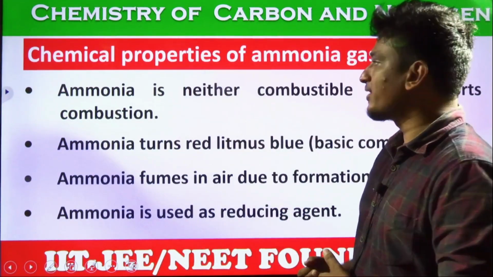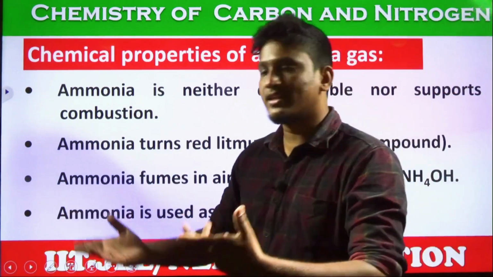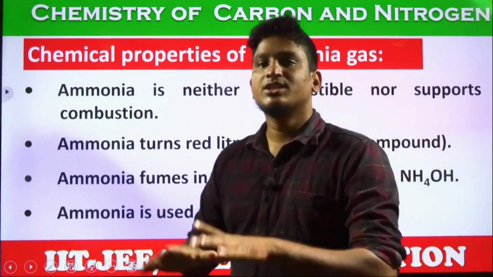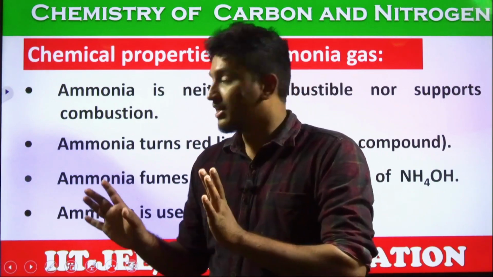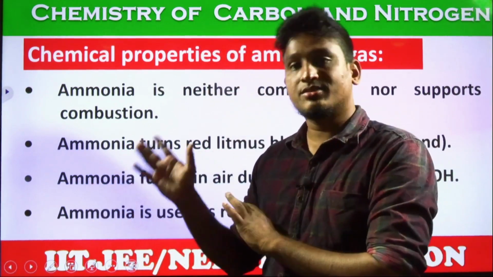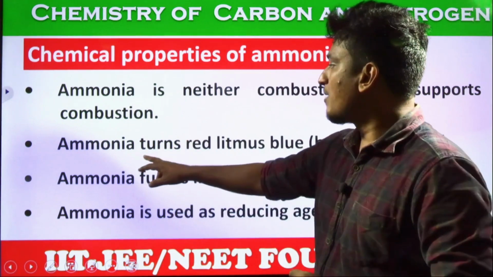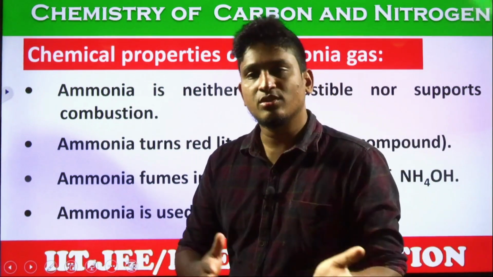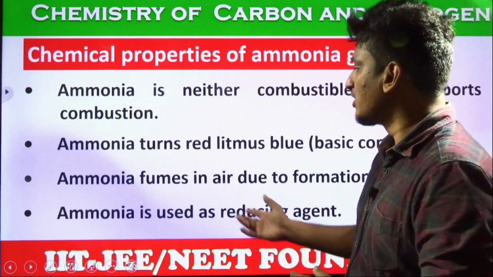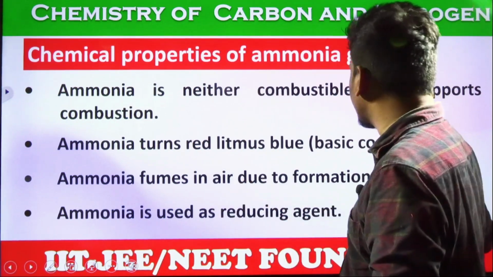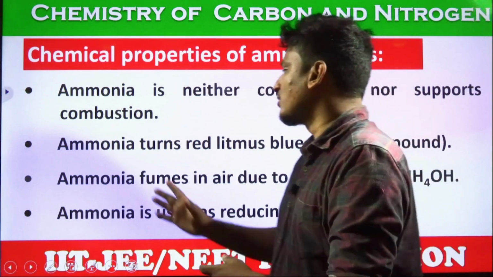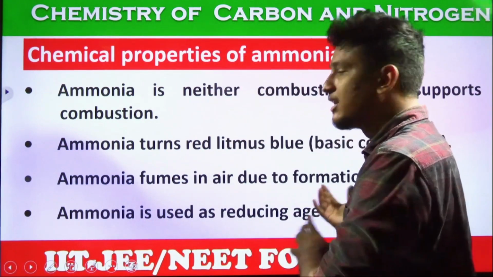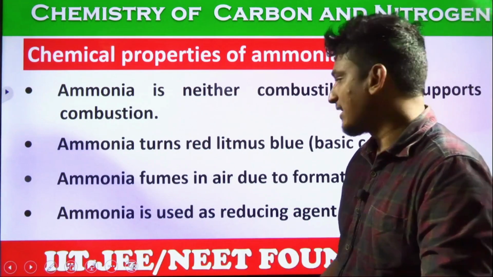Next, chemical properties of ammonia: how does it react with other elements? Ammonia is neither combustible nor a supporter of combustion. In general conditions it doesn't support combustion, students, but at extreme conditions with oxygen, it will react. Ammonia turns red litmus blue. Why? Because it is a base. Bases turn red litmus to blue, the characteristic color change. Ammonia fumes in air due to the formation of ammonium hydroxide. Ammonia with H2O produces ammonium hydroxide, which is the fumes, mostly white in color.